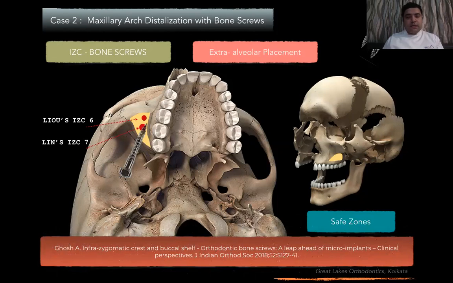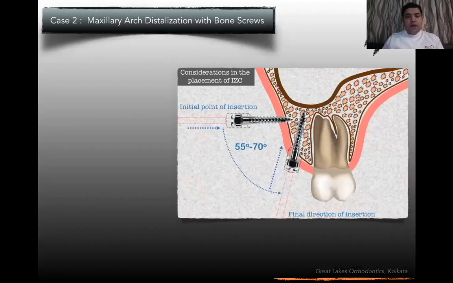You can go through this article, which is written by us in the Journal of the Indian Orthodontic Society, to get an overview of the clinical perspective of infrazygomatic bone screws. So how are they placed? There is a unique way of placement of bone screws.